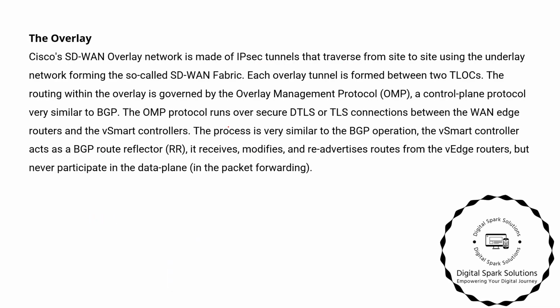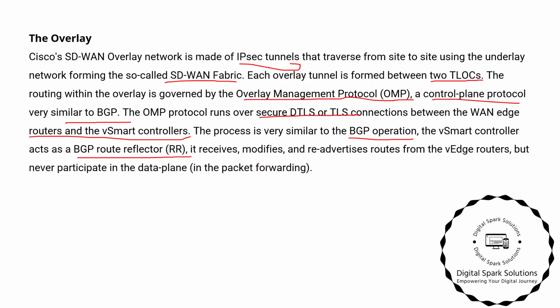The overlay. Cisco's SD-WAN overlay network is made of IPsec tunnels that traverse from site to site using the underlay network forming the so-called SD-WAN fabric. Each overlay tunnel is formed between two TLOCs. The routing within the overlay is governed by the Overlay Management Protocol, OMP, a control plane protocol very similar to BGP. The OMP protocol runs over secure DTLS or TLS connections between the WAN edge routers and the vSmart controllers. The process is very similar to the BGP operation. The vSmart controller acts as a BGP route reflector, RR. It receives, modifies, and re-advertises routes from the V-edge routers, but never participates in the data plane, in the packet forwarding.